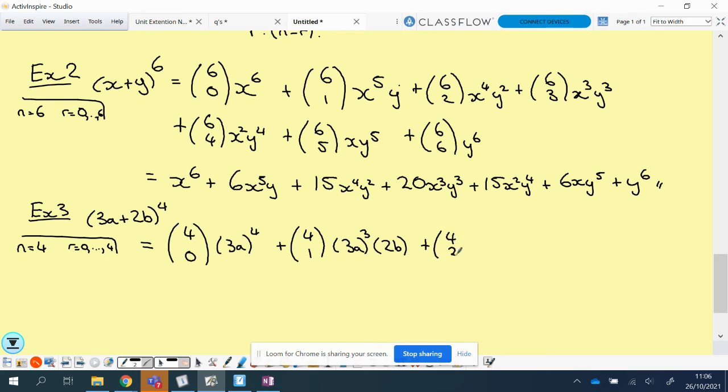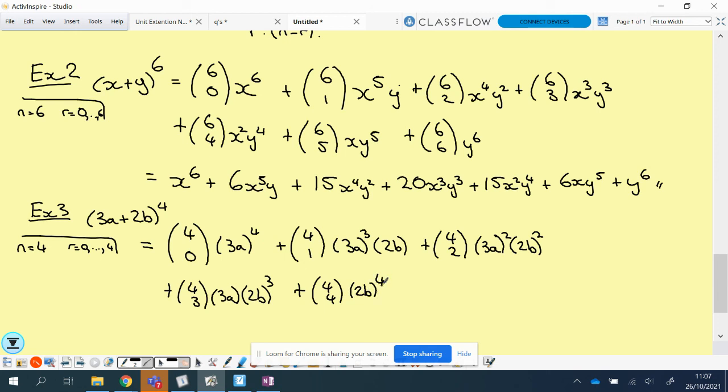Then it's going to be 4 choose 2, which is going to be 3a squared, multiplying 2b squared, plus 4 choose 3, 3a to the power 1, 2b cubed, plus 4 choose 4, and then the only thing I have left will be 2b to the power 4. Okay, so we just use that rule to expand everything there.